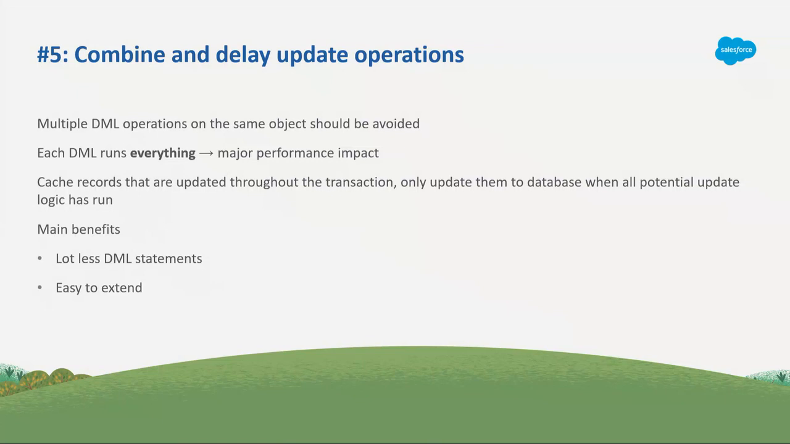So here the proposed way is to cache the updated records throughout the trigger running, and only after we have run all the update relevant logic, we then do the actual database operation. And this is again keeping in mind the changing requirements and the way the solution evolves over time. So this is then easy to extend, so easier for developers to keep on adding features without compromising the performance.